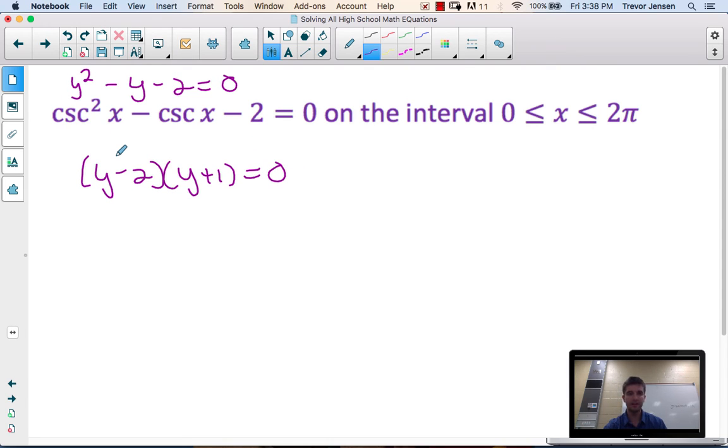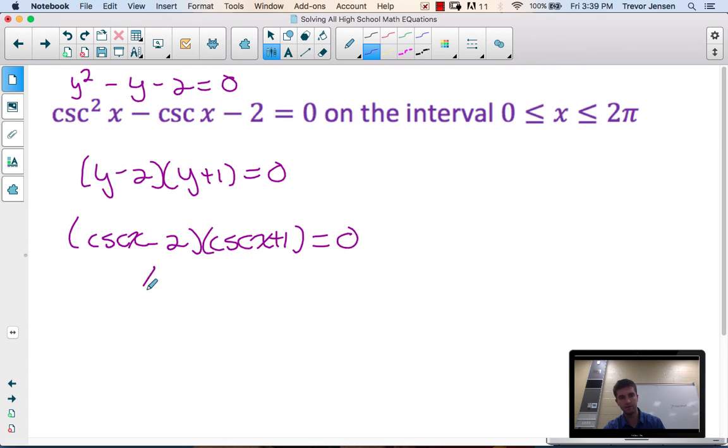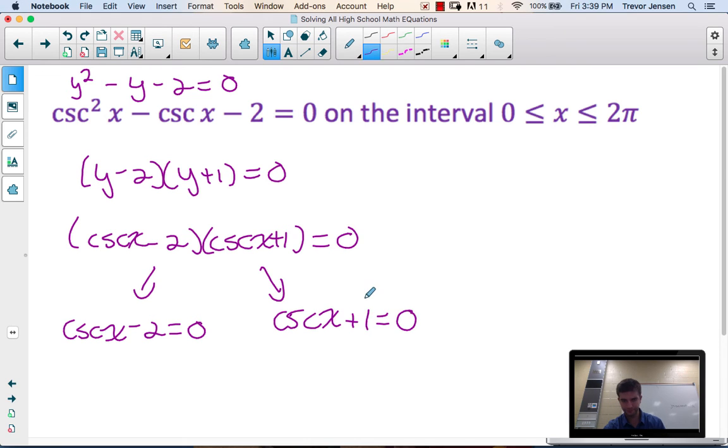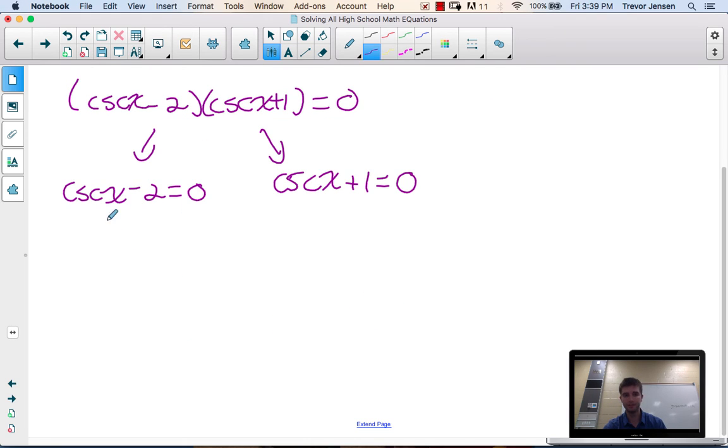But remember, the y's are actually cosecant. So I'll rewrite it as cosecant x minus 2 and cosecant x plus 1 equals 0. Set each factor to 0, and we'll try and solve each of these equations now. And now this is an equation just like you had in grade 11, a trig equation to solve.